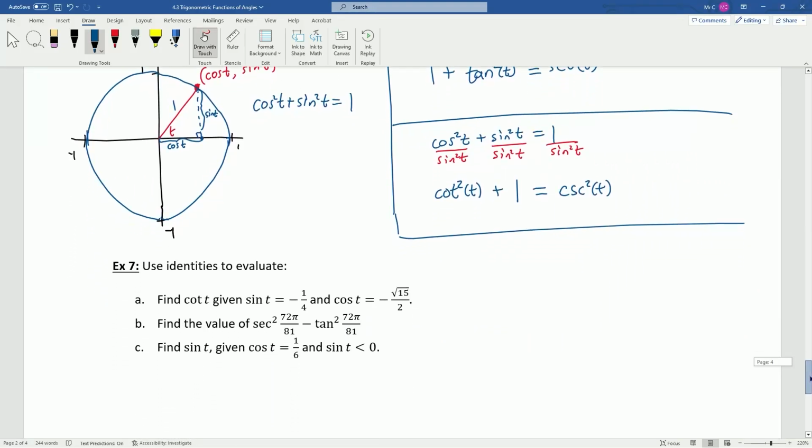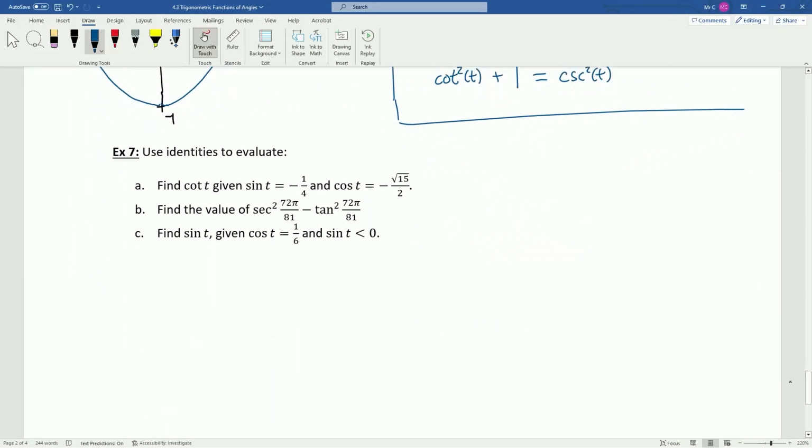All right, so let's go ahead and take a look at an example using some of this stuff. So use identities to evaluate the following. So remember, we have a bunch of identities here. We have reciprocal identities, we have quotient identities, and we have Pythagorean identities. So for the first question here, A, find cotangent of t given sine of t and cosine of t. Oh, well, that's the quotient identity. Cotangent of t equals cosine of t divided by sine of t.